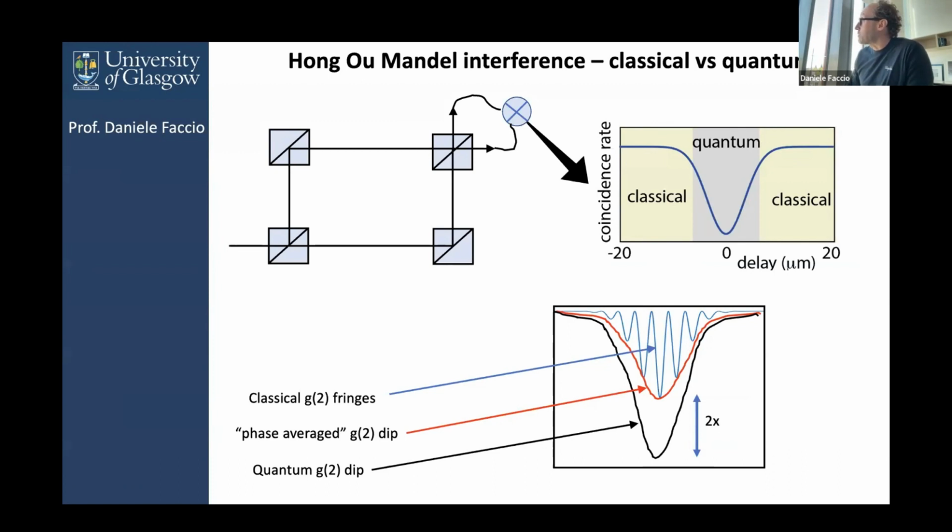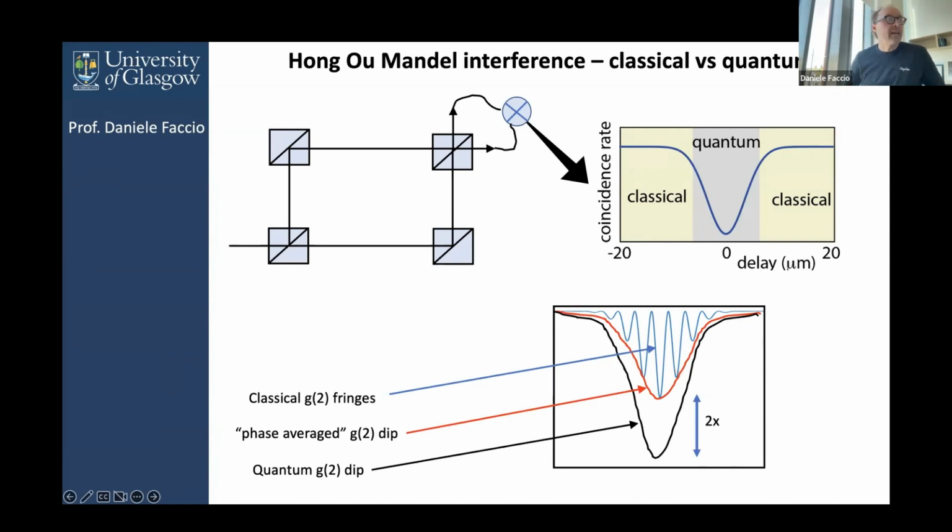So how is quantum better than classical in this case is that the quantum dip is 2 times deeper than the classical dip. But I think the classical picture is useful, A, because it's easier to implement, but also gives an intuitive understanding, at least of where part of the dip is coming from.